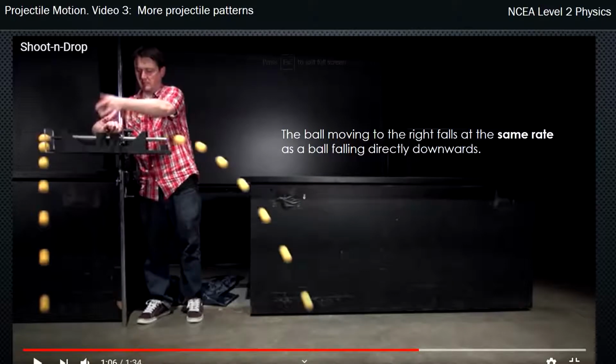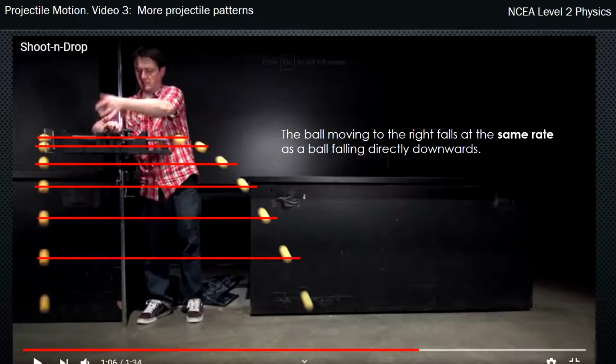Each ball, the left one's falling vertically down and the right one's pushed out to the side. And a really important point here is when you get your ruler and put a mark through each ball, you'll see that they line up. Even though the one to the right is still moving to the right, it lines up every split second with the ball falling vertically down.